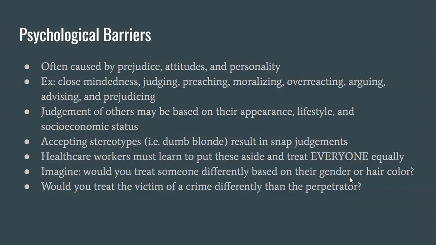So psychological barriers tend to be things that result from prejudice, our attitude, our personality, things like being closed-minded, being judgy, being argumentative. This can include judgments of other people that are based solely on their appearance, lifestyle, and socioeconomic status, or how much money they have. We'll talk a lot more about prejudice and bias in another unit, but just for this, know that when we accept some of these stereotypes, like dumb blondes, it makes us more judgmental and less likely to give people the benefit of the doubt.